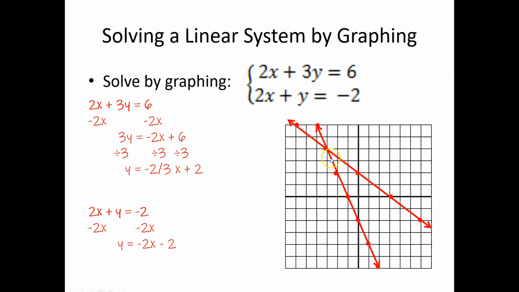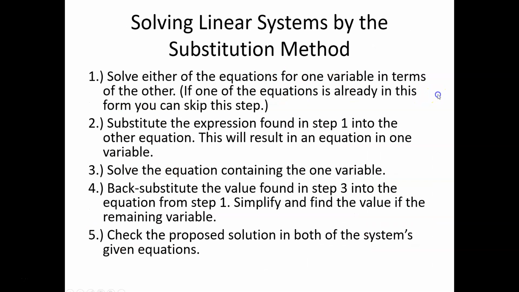Now, where the lines intersect, that point right there is the answer to our solution. So that is the ordered pair -3, 4. That is our solution. If we put that ordered pair into both of these equations, just like we just did, you'll find that you get a true statement for both of them. So that's how we solve by graphing.